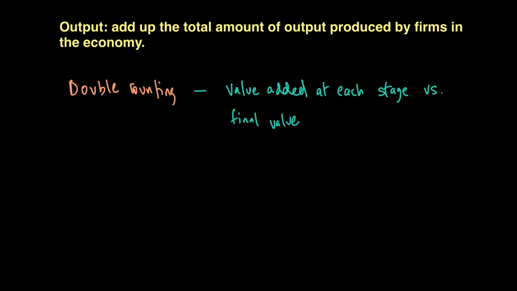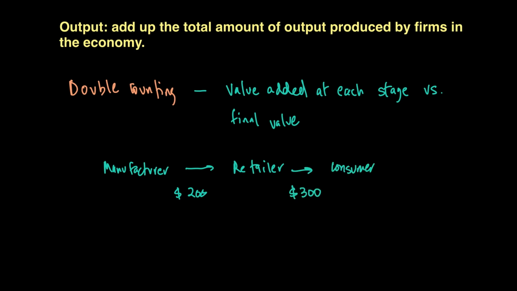For example, if a manufacturer sells a television to a retailer for $200 and the retailer then sells it to the consumer for $300, the television has not added $500 to the GDP. In fact, the final value is only $300, and the value added at each stage is $200 by the manufacturer and $100 by the retailer, which also comes to $300. So what we do is either we look at the value added at each stage, which is 200 plus 100, or just the final value, which is 300.